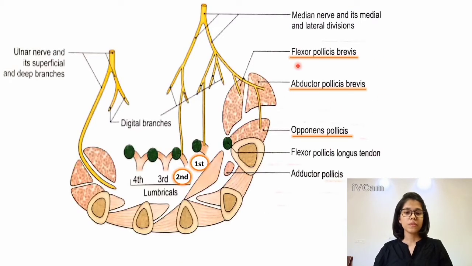Now, the 5 muscles that are supplied by median nerve include the 3 thenar muscles, that is abductor pollicis brevis, flexor pollicis brevis and opponens pollicis, and first and second lumbricals.